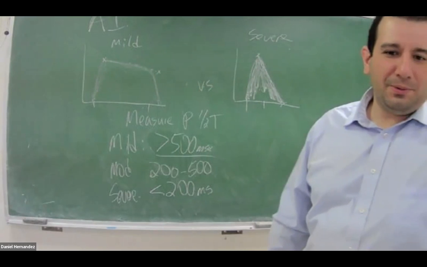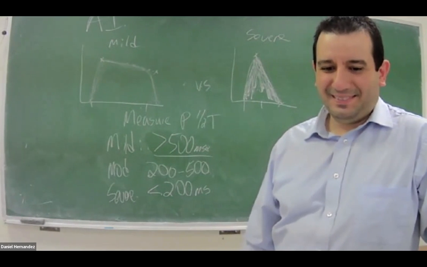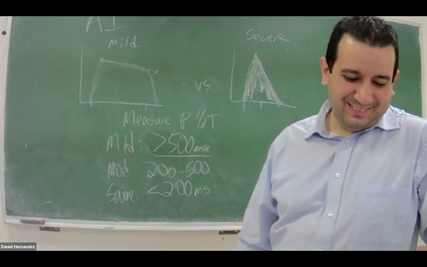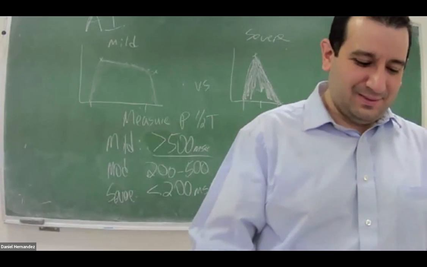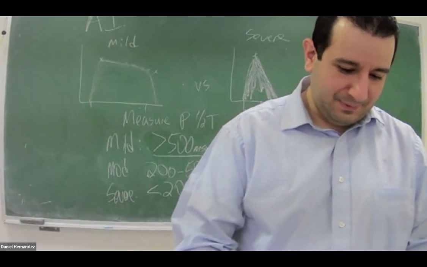When does aortic regurgitation occur? During systole or diastole? Diastole? Diastole, yes. Got to be quick on the draw.